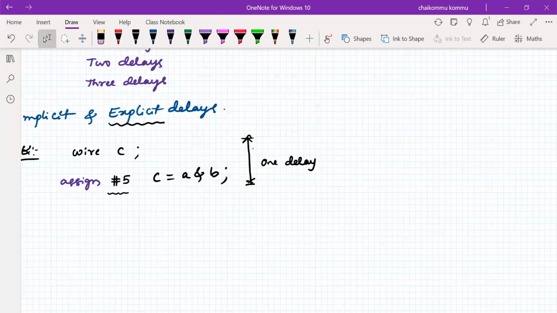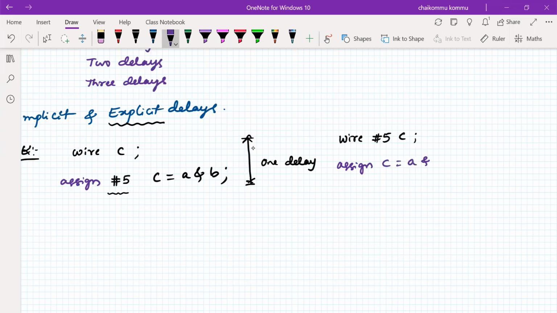Or it is also possible to write it in this way. Wire #5 C. And you can write assign directly here, something like this: assign C is equal to A and B. Okay, this is called implicit representation. That means we are representing the delay at an earlier stage. It is called implicit representation. So the operation is the same.